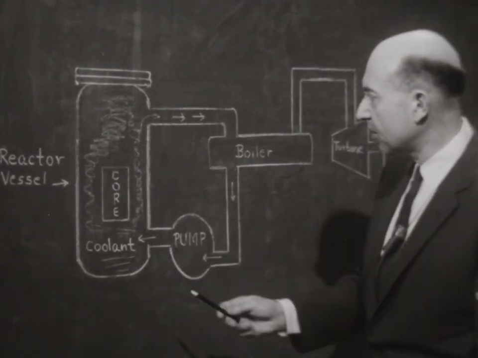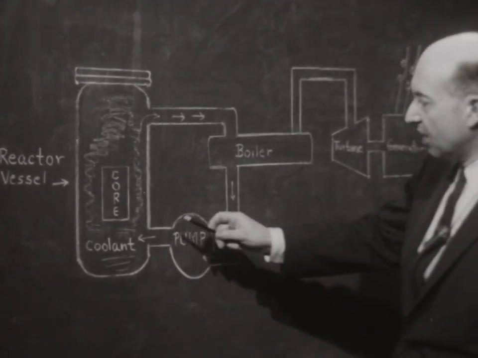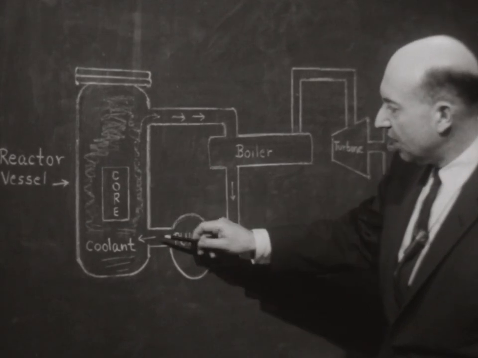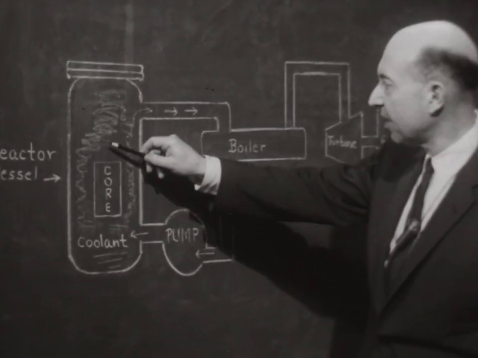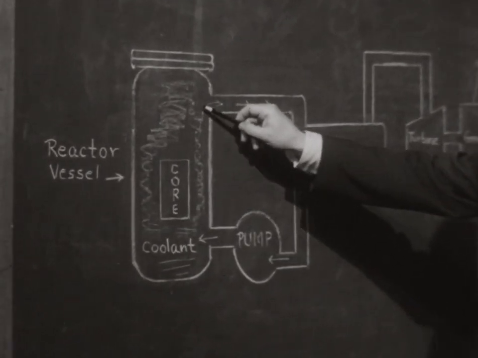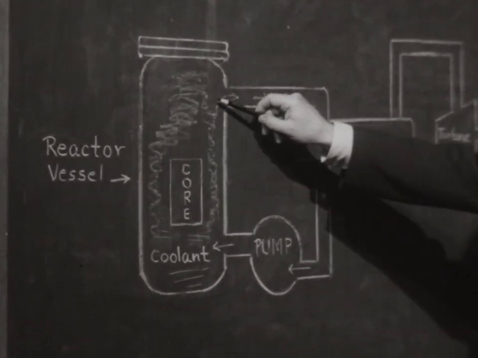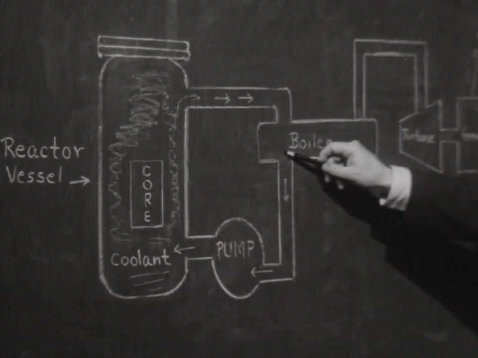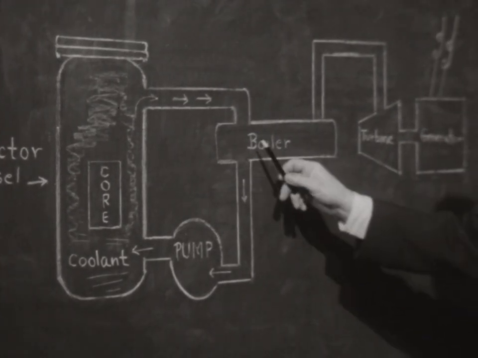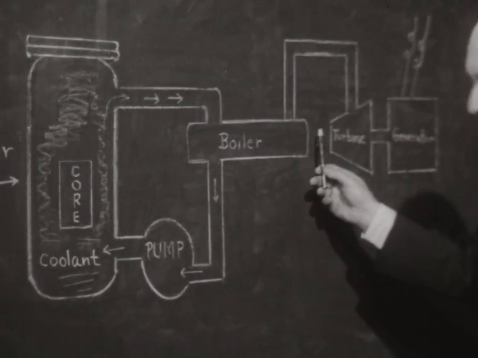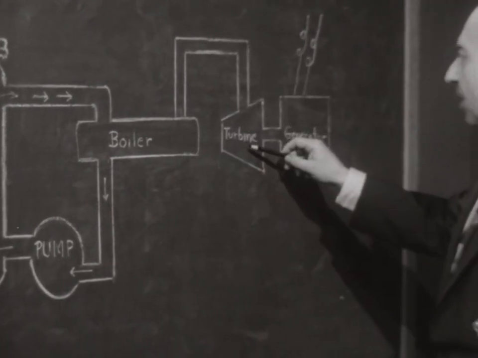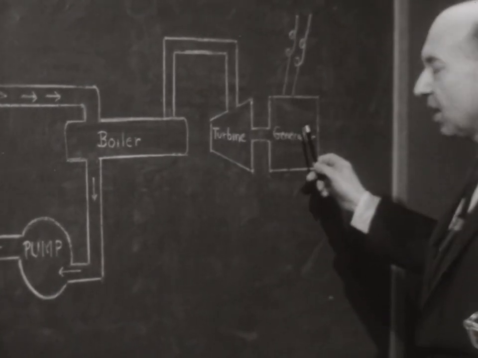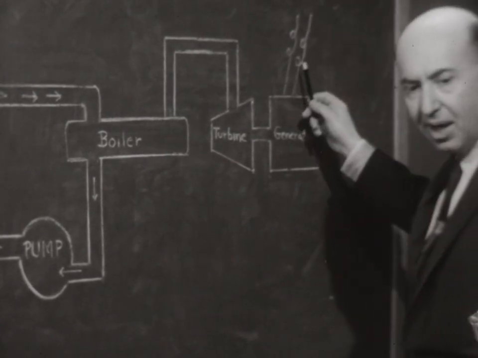Now, in order to use this heat, we have a system such as this. The heat is produced here. It is removed from the reactor by a coolant, which is circulated by the reactor. The coolant temperature is raised, and it circulates around here to a boiler. At the boiler, the coolant transfers its heat to water. It makes steam. The steam moves over here, drives the turbine, drives the generator, and we have electrical power coming out of the generator.